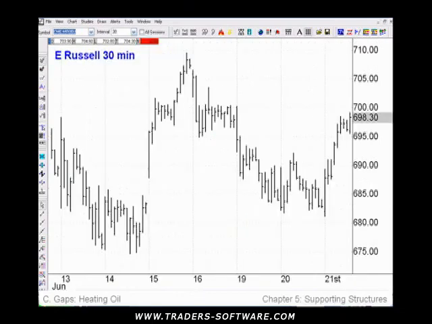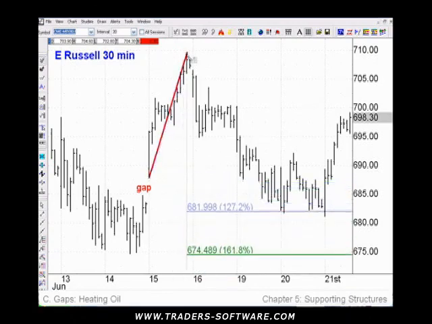Here is the E-mini Russell 30-minute chart, and we see a gap right here. So we'll use this range to project downwards. Let's apply Fibonacci. Click here and there. Here, price action reacts to the 1.27 single-sided extension.